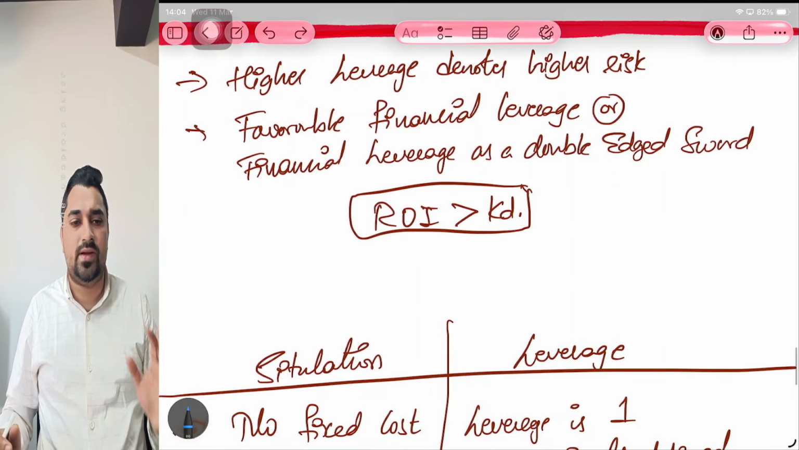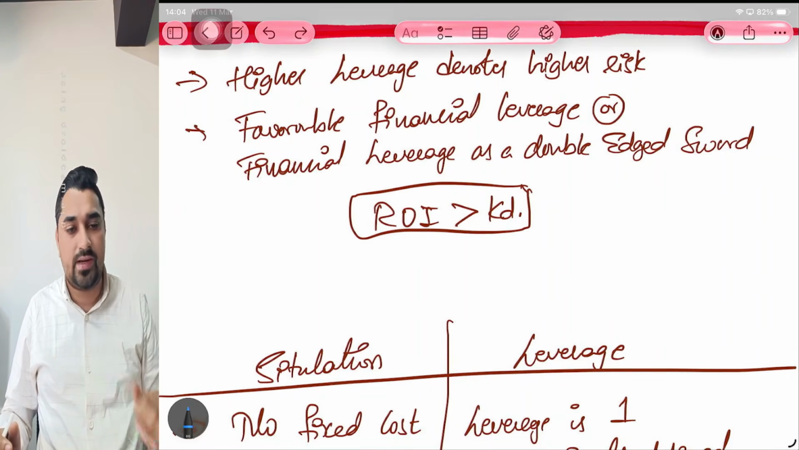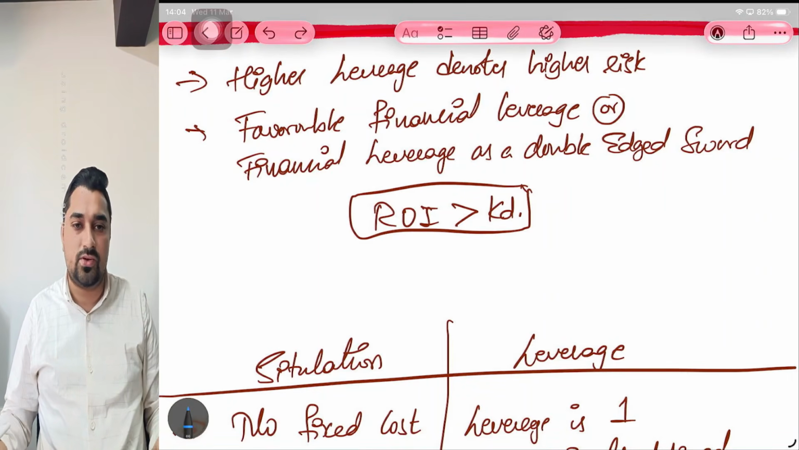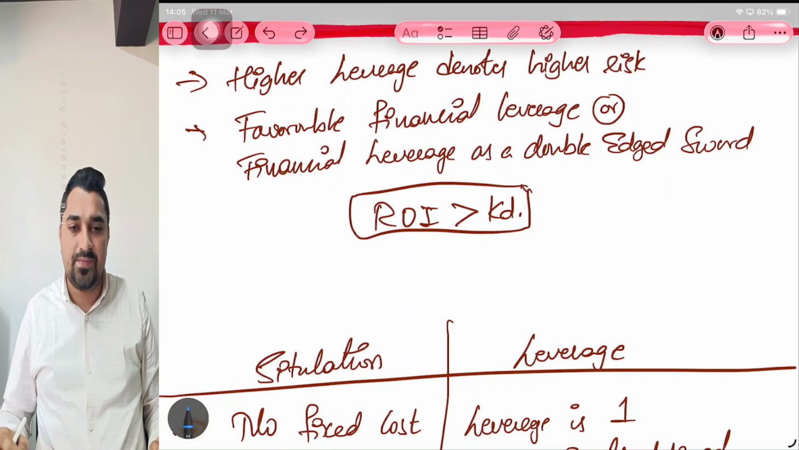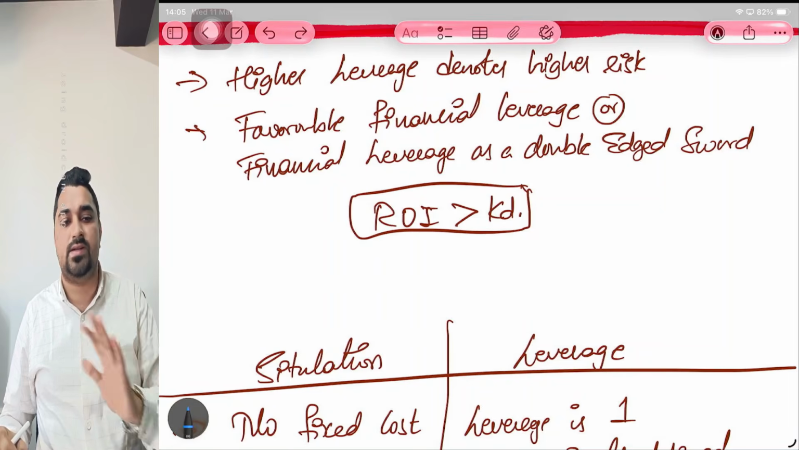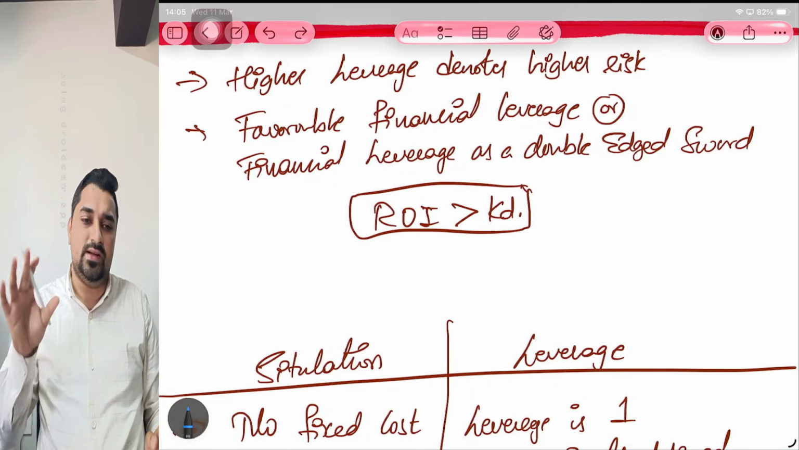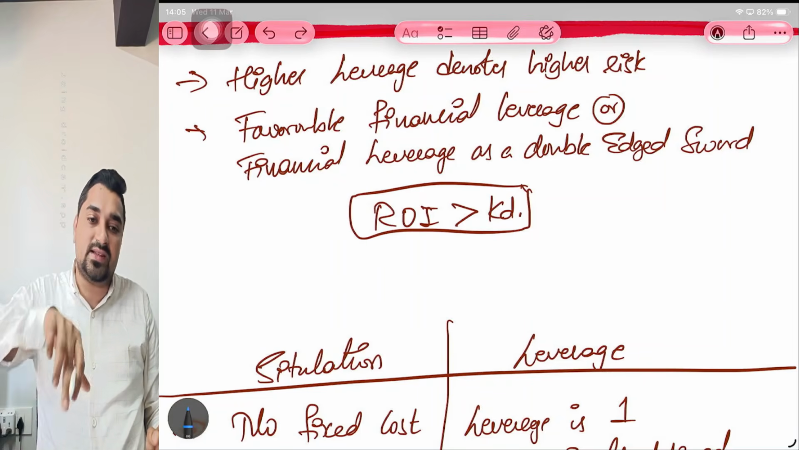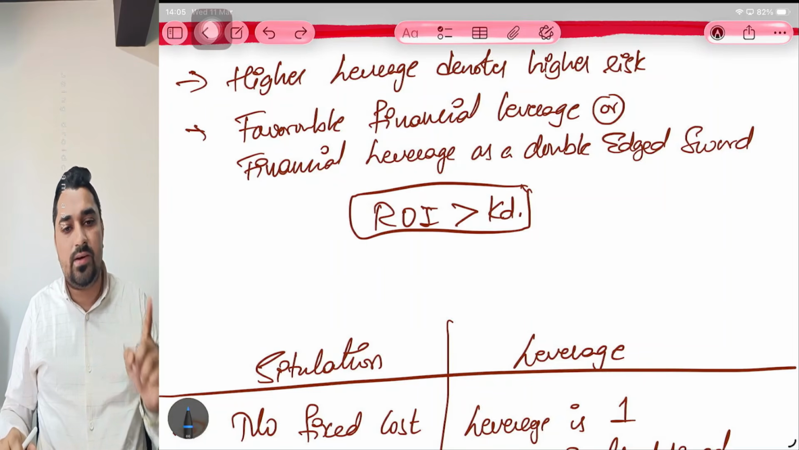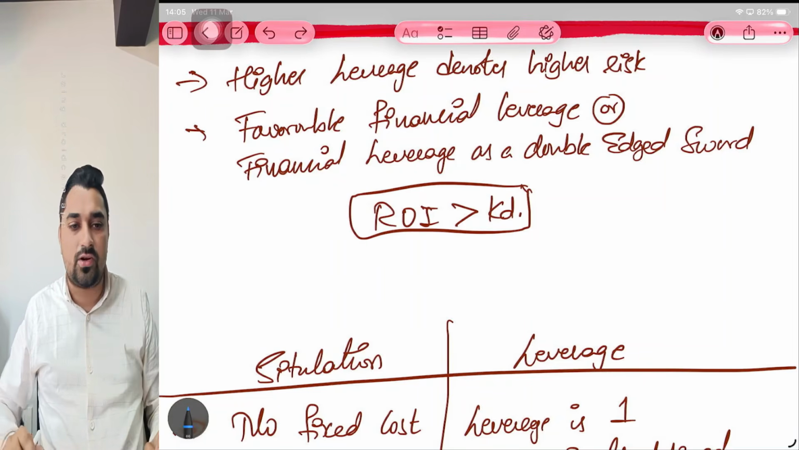Again, what do you mean by favorable financial leverage? A very important short note question, a theory question for 2 or 4 marks. When ROI, which is nothing but return on investment, is greater than KD, which is nothing but your cost of capital, this is called a favorable financial leverage. So normally leverage denotes risk, higher leverage means higher risk. But risk can be favorable when your return on investment is more than your cost of debt.